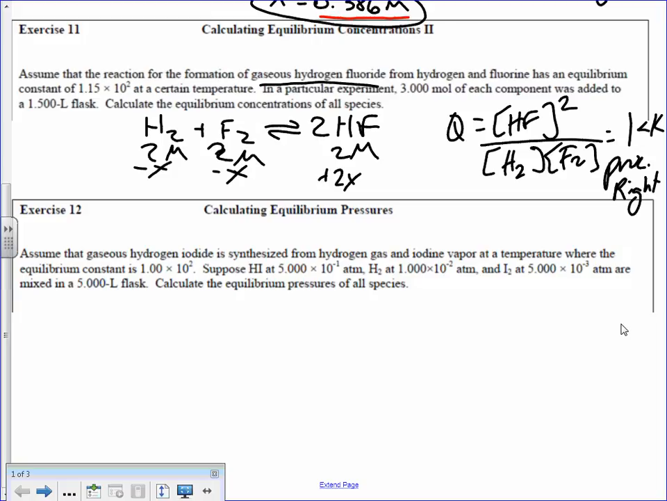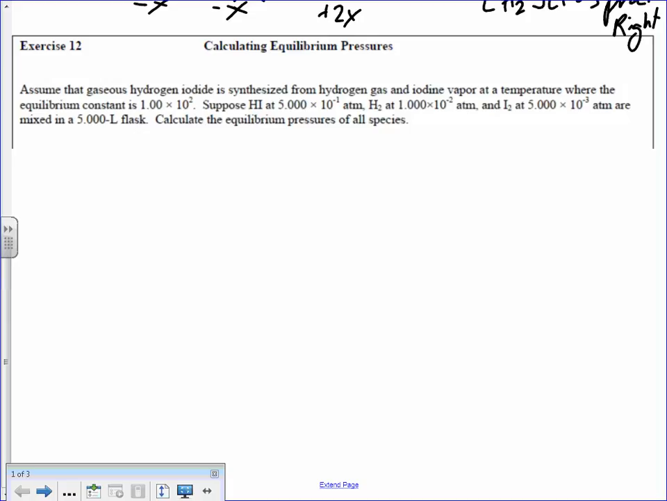If I do it with you, it might be a little helpful. Tell me what you guys have written so far. H2 plus I2 yields HI, because hydrogen iodide is synthesized from hydrogen gas and iodine vapor. So 2 of those. Okay. Clayton, what else? What were you saying?